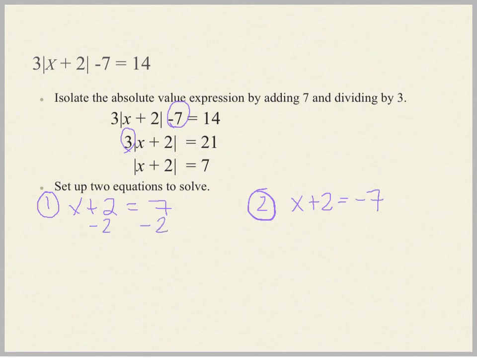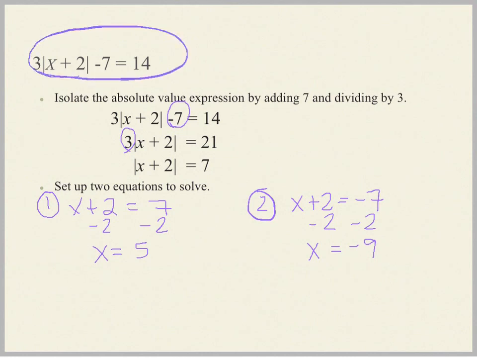Subtracting 2, I see that x equals 5, or x equals a negative 9. I would plug 5 and negative 9 back into my original equation to see if both of those answers are true. And in doing so, we find that x equals 5 and x equals negative 9 are valid answers.